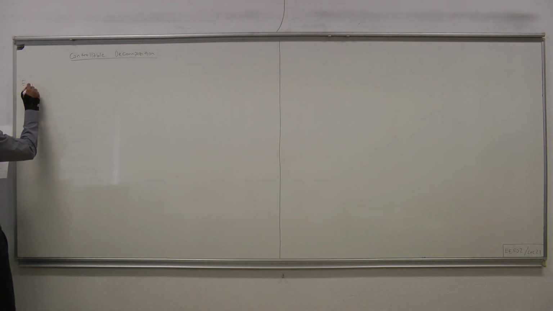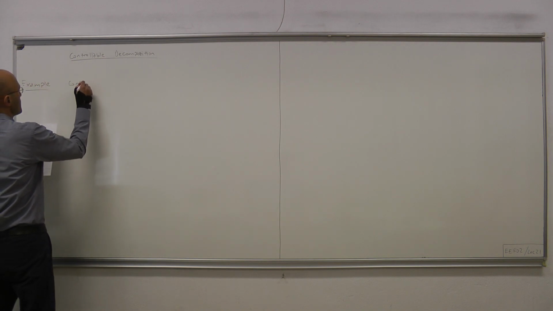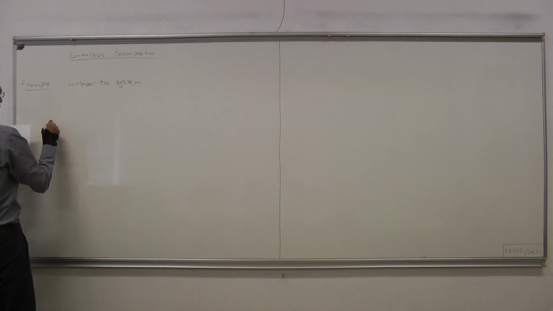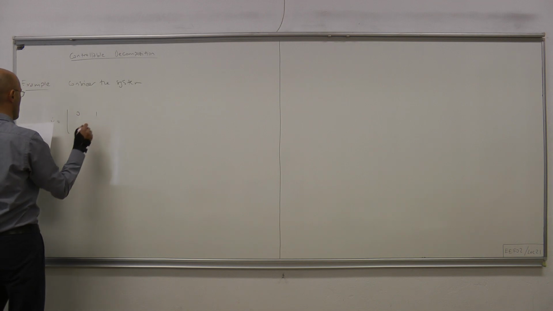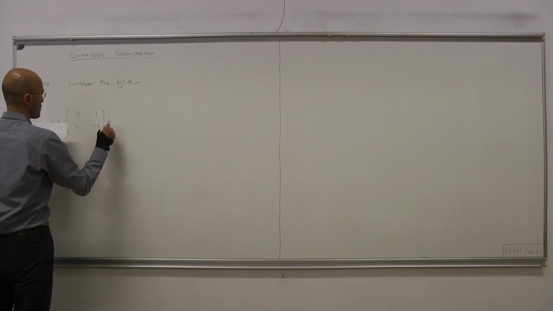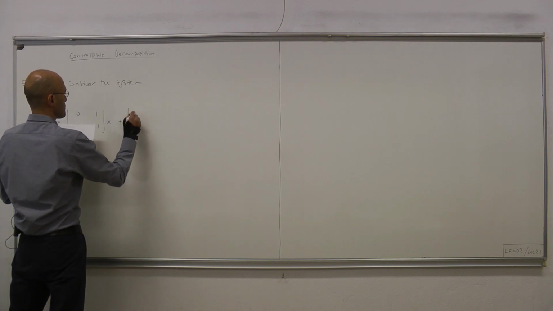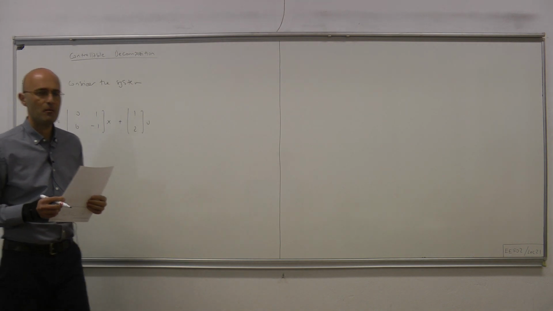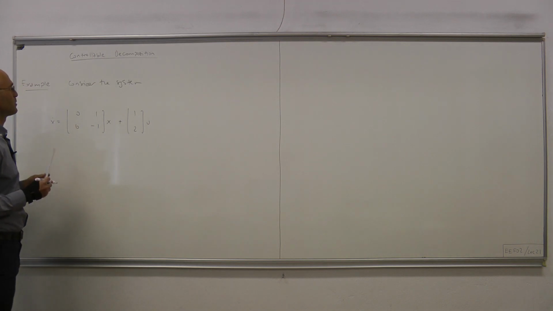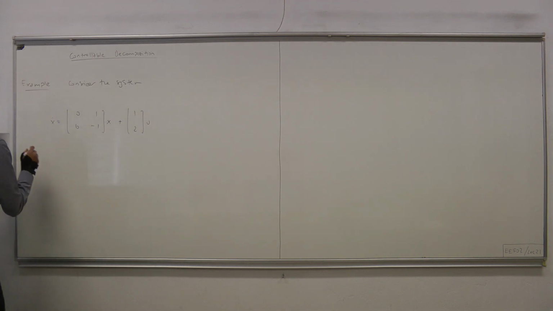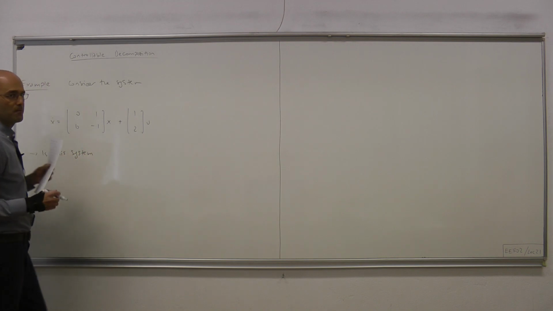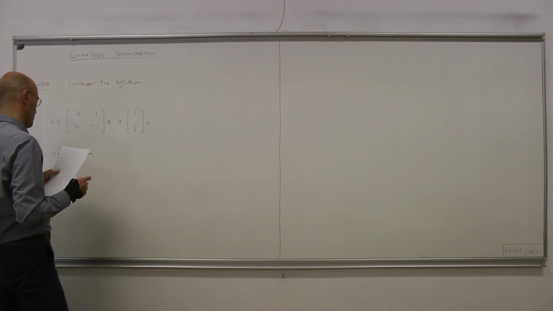Consider the following LTI system: x dot equals [0, 1; 6, -1] x plus [1; 2] u. So this is our A matrix and this here is our B matrix. Let's answer some simple questions regarding this system. First of all, is this system stable in the sense of Lyapunov?